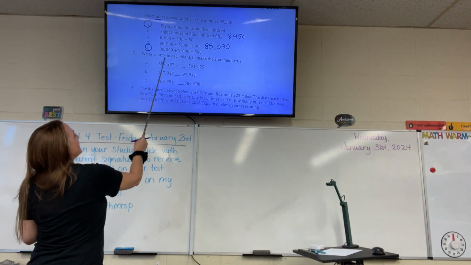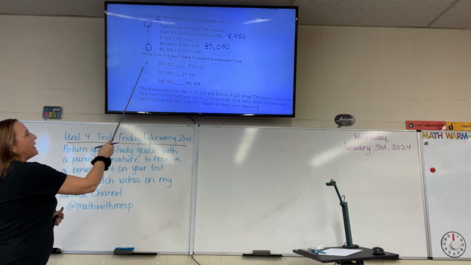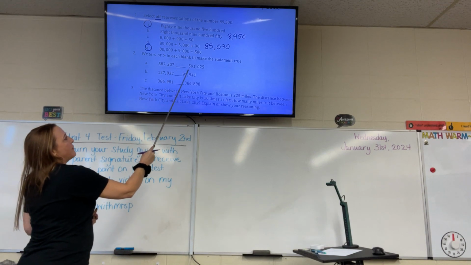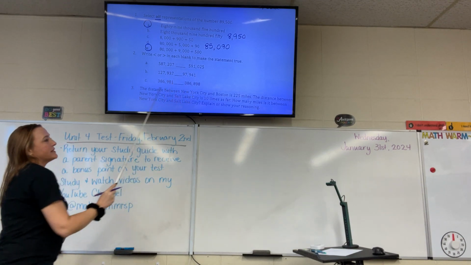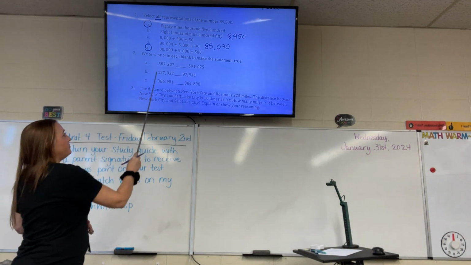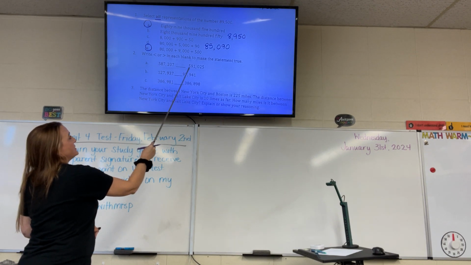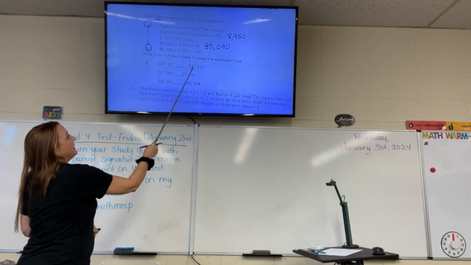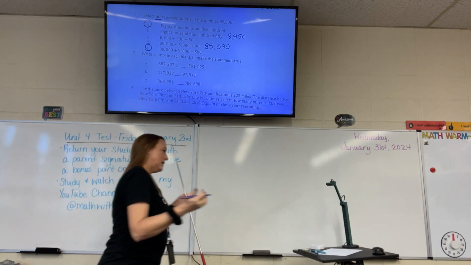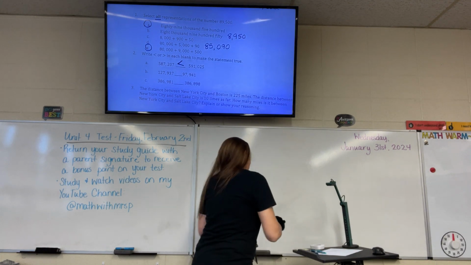Okay, it says write less than or greater than in each blank to make this statement true. If we look at A, how many digits does this number have? Six. How many digits does this number have? Six. So that means we've got to start looking at the biggest place value. So we have a 500,000, 500,000. Then we have 80,000 and 90,000. Which is bigger, 80,000 or 90,000? 90,000. So we're going to write the less than symbol.